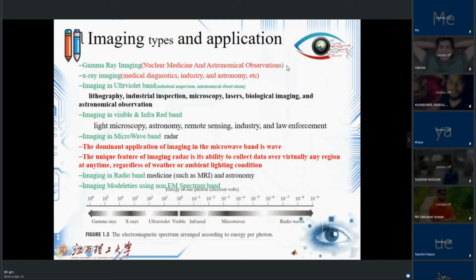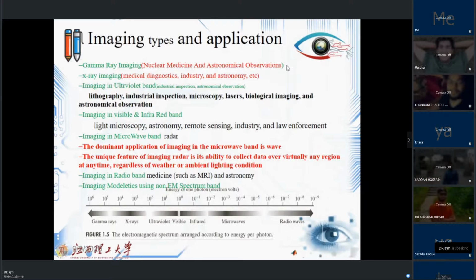Visible and infrared bands are another image type, in which we have light microscopy, astronomy, remote sensing, industry, and law enforcement applications. What is remote sensing in the visible and infrared band? Nowadays, to check farm products, they use this type of image and analyze it with the help of satellites, and then they can understand how much product, for example of a specific seed, we have in our farm, and analyze the performance of any work in the farm. I give you this example, which is applicable in agriculture.